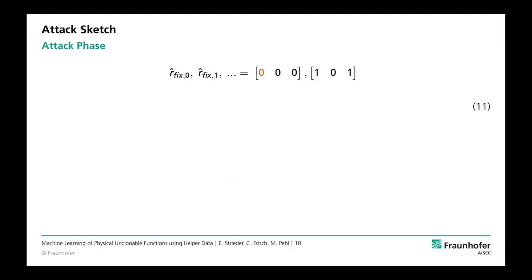At this point in our attack, we can exploit the fuzzy commitment scheme again by using the reconstruction phase to correct erroneous bits in our noisy response. Since the repetition code in our example can correct one error per code word, let's assume the noisy response string looks like this. The false bit is marked in orange.